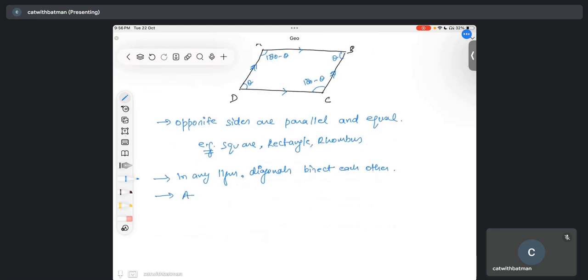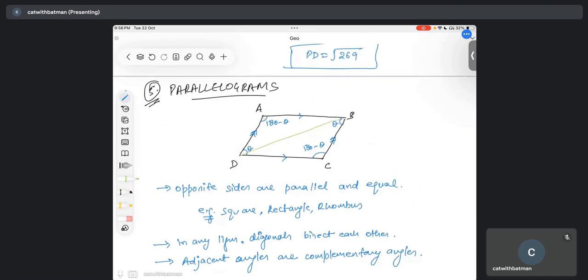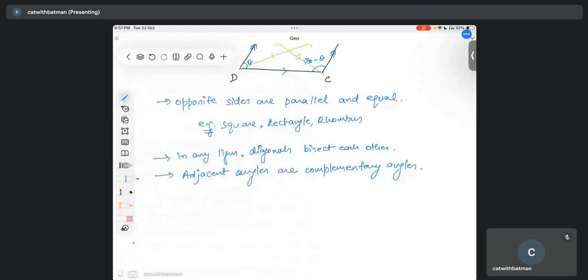Third point, adjacent angles are complementary angles. So I'm just now writing whatever I have drawn in that figure. Let me draw one more thing and then we'll be better off. So if I write it like this, okay, there's this. Now whatever is in that figure only I'm writing. Opposite angles are equal. That also I have made in that figure.